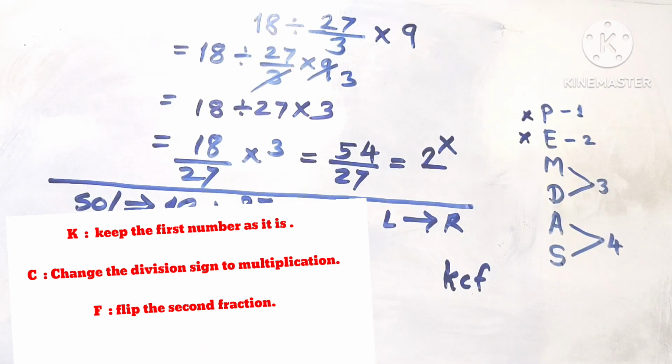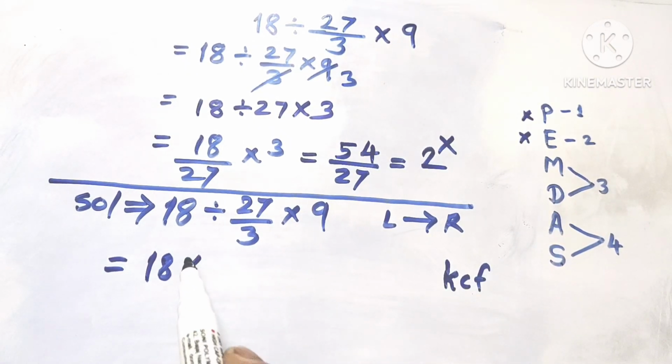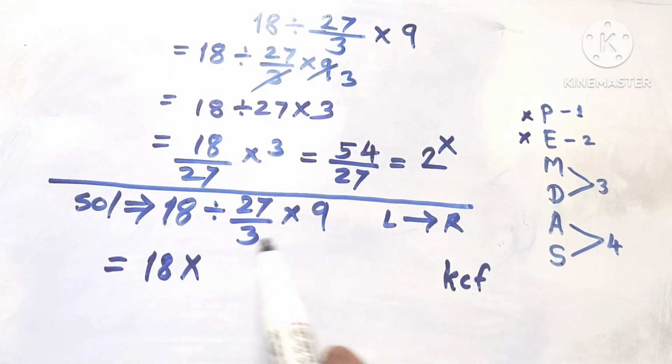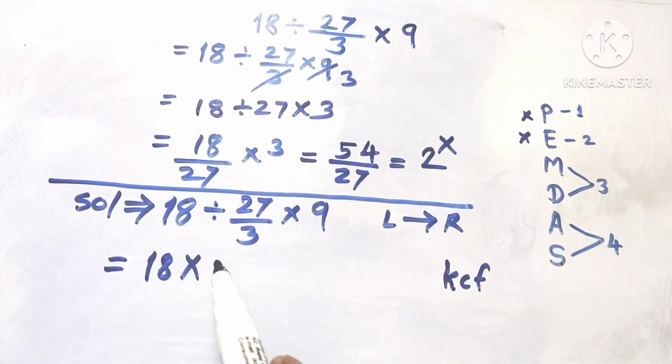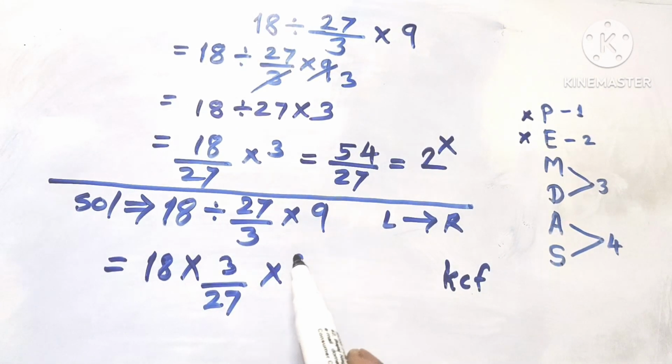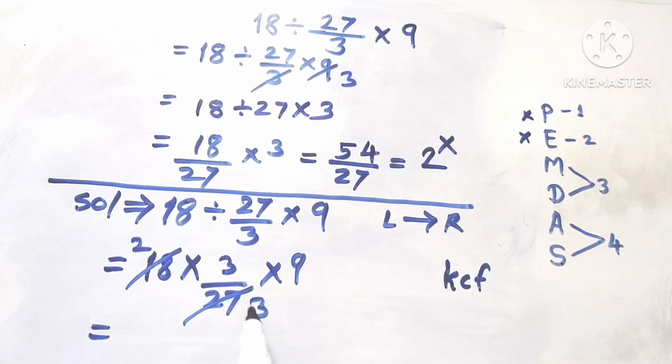Keep the first number as it is. Change the division sign to multiplication. Flip the second fraction. Times 9. 9 times 2 becomes 18. 9 times 3 becomes 27.